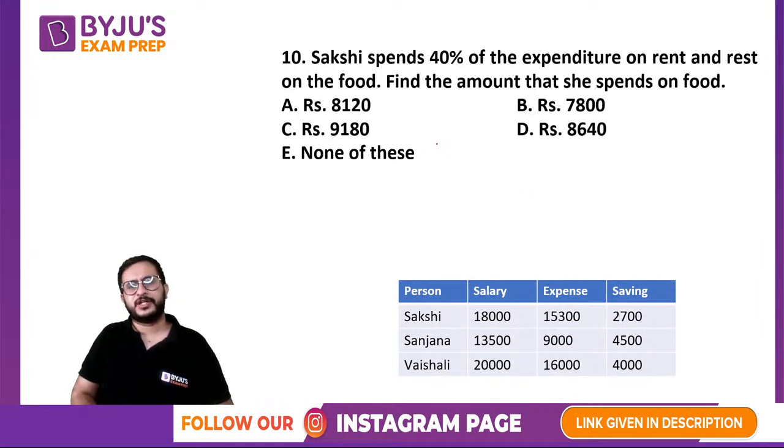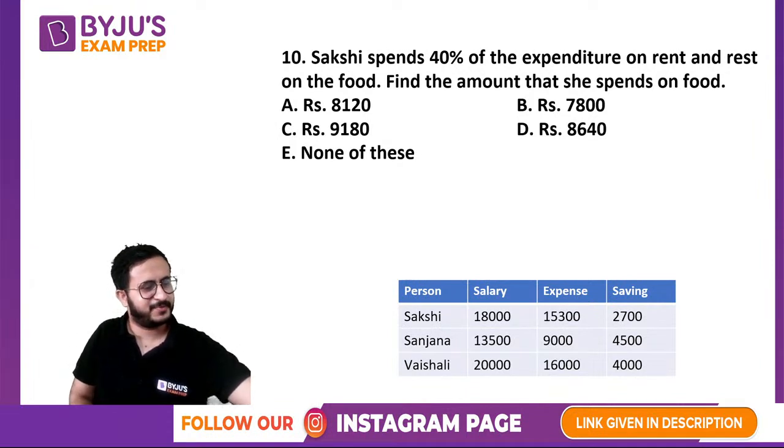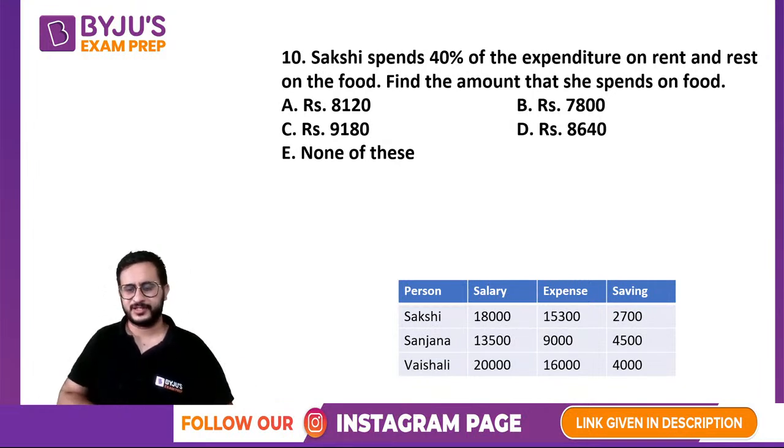Sakshi spends 40% of the expenditure on rent and the rest on food. Find the amount that she spends on food. This lady Sakshi spends some on rent and some on food, and I don't know where the remaining expenses go. How does she manage the expenses? But you should not worry about it. You have to answer the question, right?